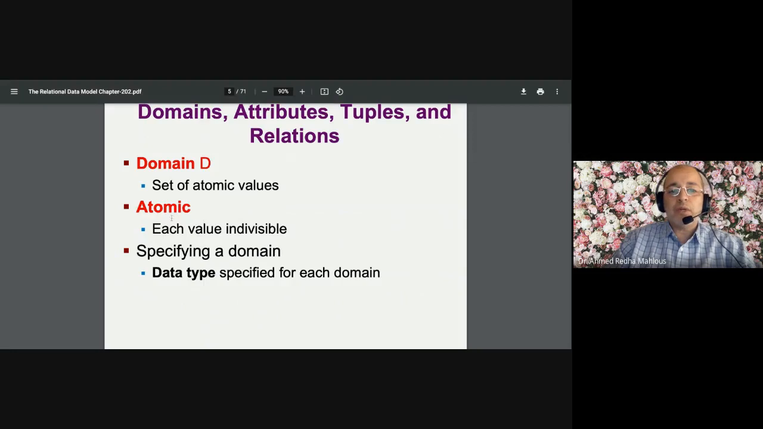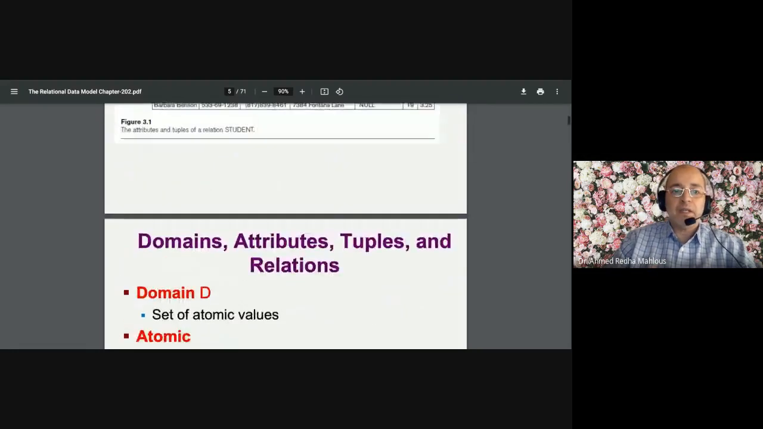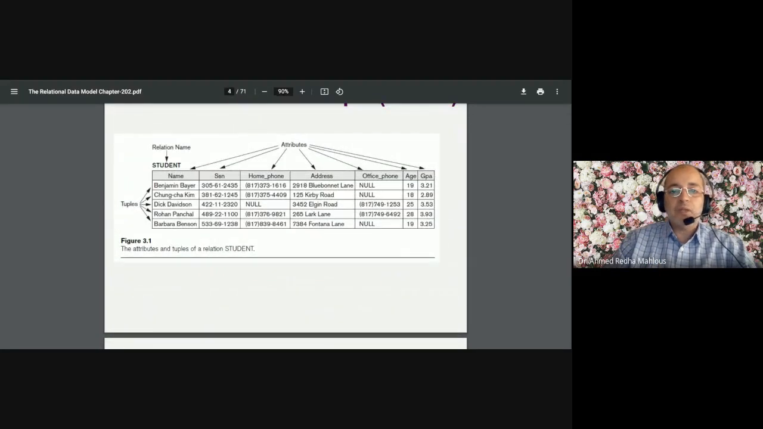The domain D is the set of atomic values. Atomic means something that is indivisible. We cannot divide it. Those values should not be divided. When you look at age 19, GPA, and address, which is one big string, it is not divided, and this is by definition of the relational data model. As you remember, we cannot have a complex value or a multivalued attribute in any relation.